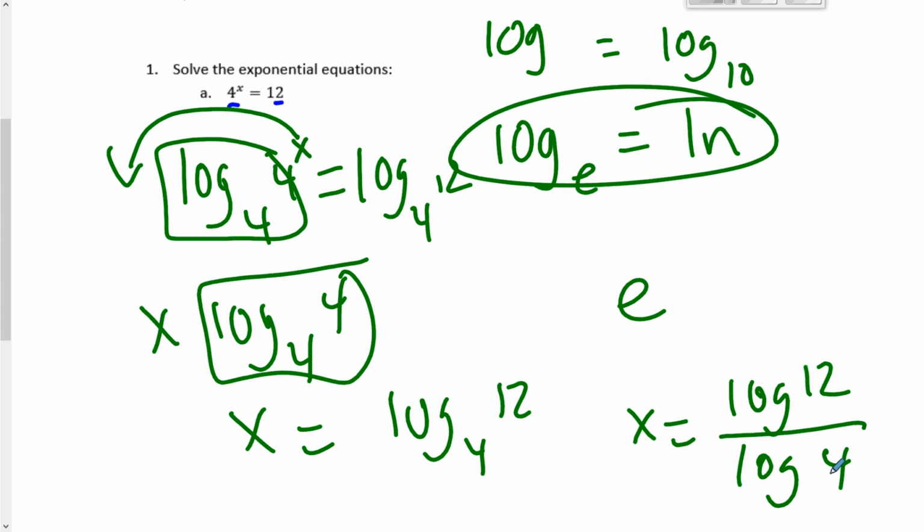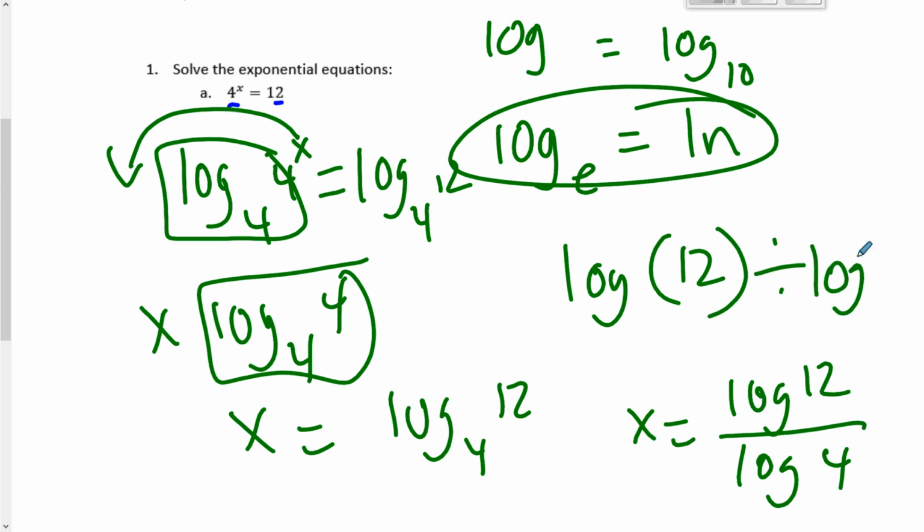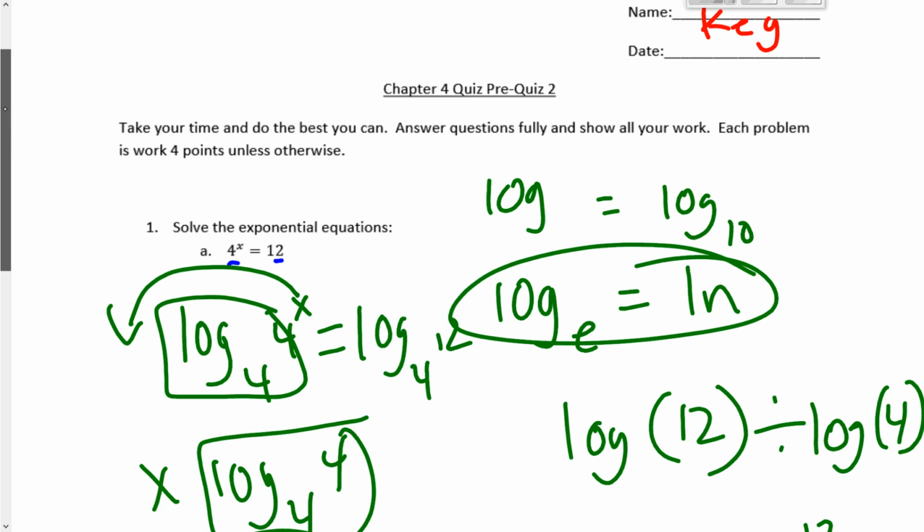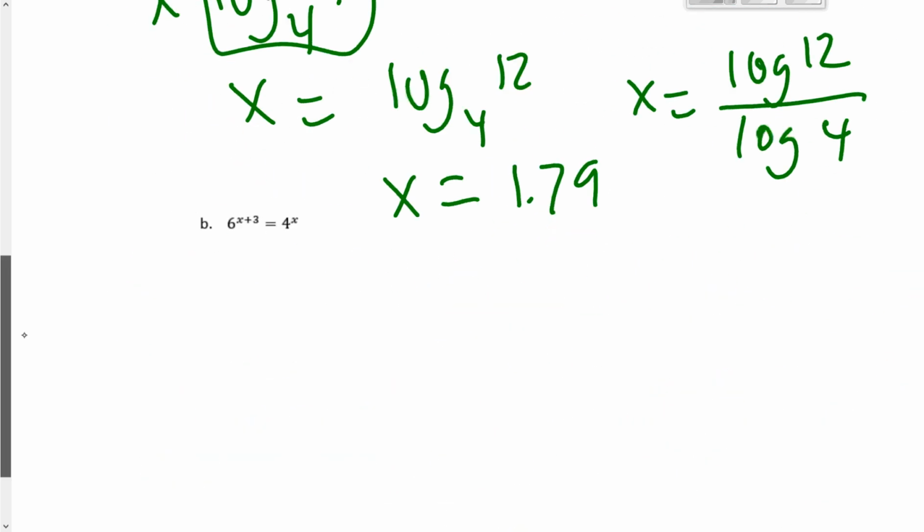Just make sure on your calculator when you write that out that it's log, and it'll automatically pop up a parenthesis, put in 12. Make sure you close that parenthesis before you hit divided by, and then you can do log parenthesis 4, and then you close out that parenthesis to make sure you get the right answer. So here we go, x equals 1.79-ish, right? So round to the hundredths place. And I'll go ahead and say that on the quiz, round to the nearest hundredth at the beginning.